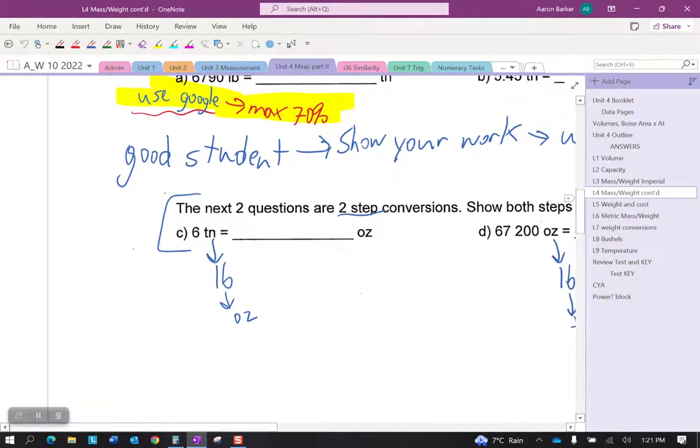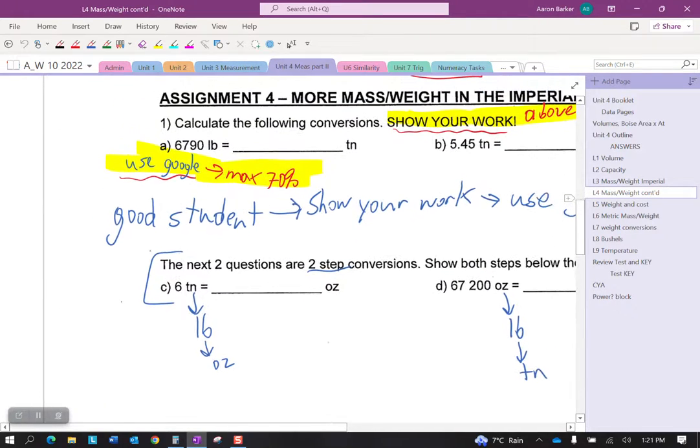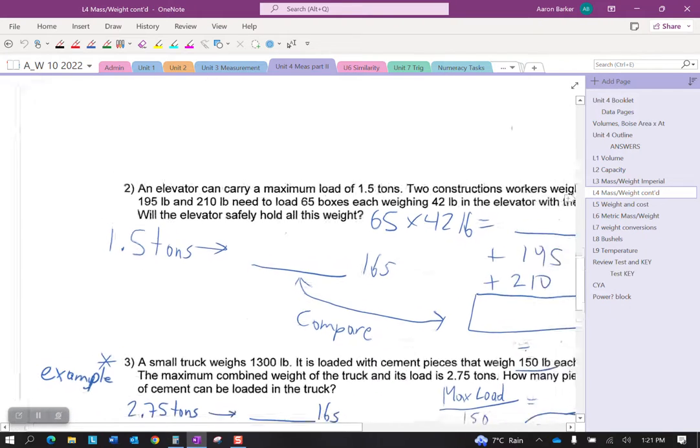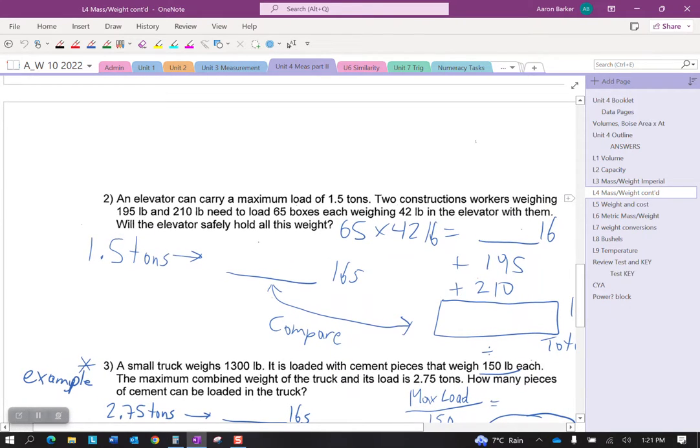Some were two-step conversions like C and D here. This one here, you have to find the mass weight of everything going into the elevator and then compare it to 1.5 tons. So you could compare them in tons if you wanted. Some kids did that. Or you could compare them in pounds. That works as well. And then you have to make sure you're safe enough in the elevator because you don't want the elevator to fail.